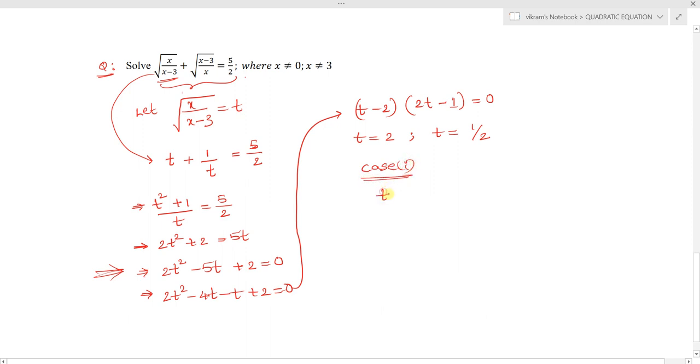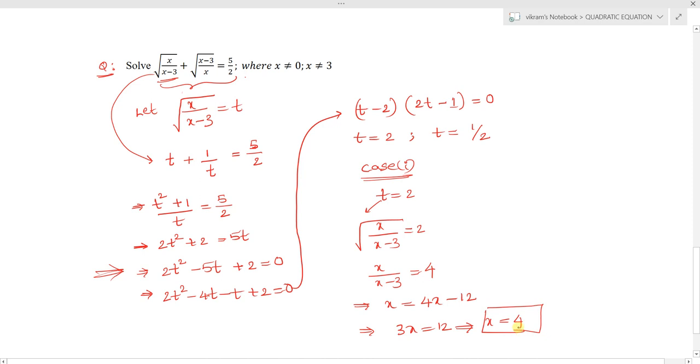In case 1 we are assuming t equals 2, where t is replaced by square root of x by x minus 3 equals 2. If we square both sides, x by x minus 3 equals 4, and cross multiplying we obtain x equals 4x minus 12. So 3x equals 12, and we find x equals 4. One value of x is obtained.